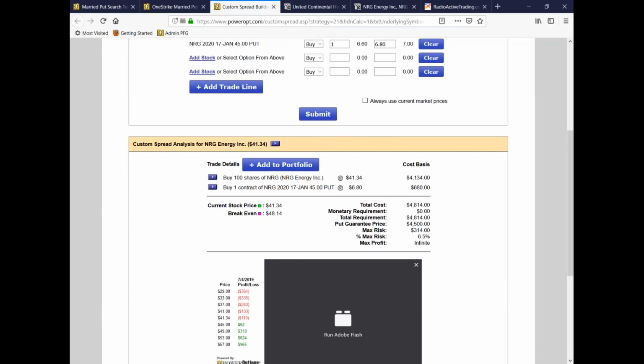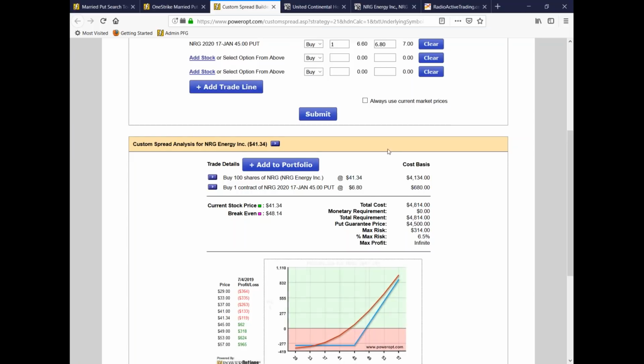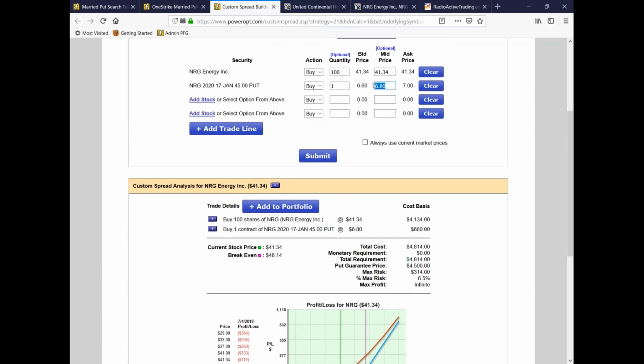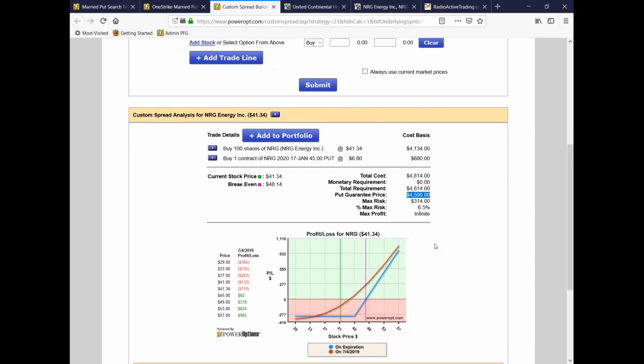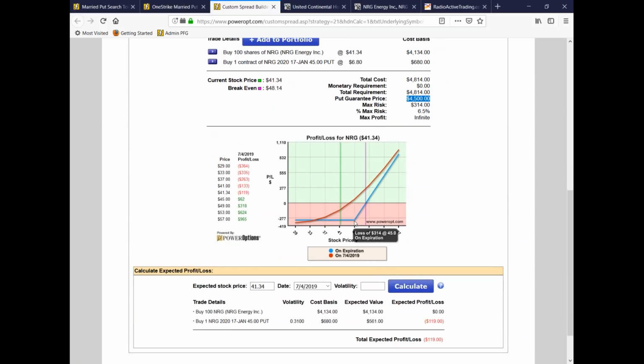All right. What are we going to do here? Well, here it shows me that the bid is 660 and the ask is 7. Midpoint 680. If I get in at around 41.35 and take that 680, the risk is only 6.5%. Total investment of 48.14. Guaranteed to get 45 back, and that's for 395 days of insurance.